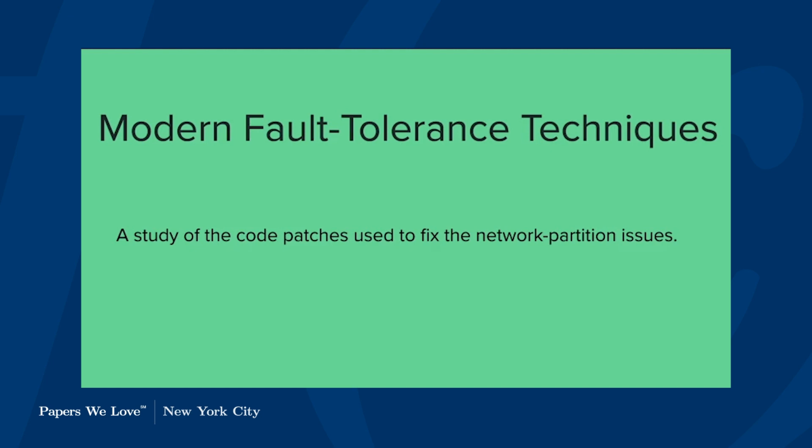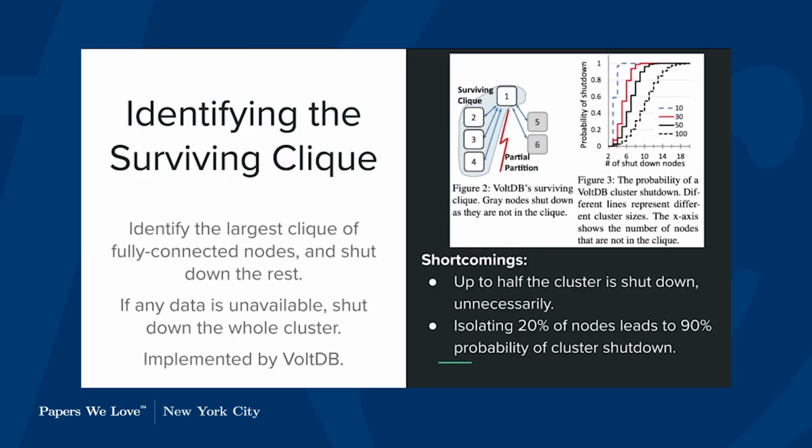Which is a study of the patches that were actually used to fix these network partition issues in the systems that were studied. And we start with identifying the surviving clique. So we identify the largest clique of fully connected nodes, and we shut down the rest. This means, as you can see from the diagram, nodes 1, 2, 3, and 4 are all accessible to each other. 1, 5, and 6 are all accessible to each other. Because 1, 2, 3, and 4 are all fully connected and a larger group than 5 and 6, we shut down 5 and 6.